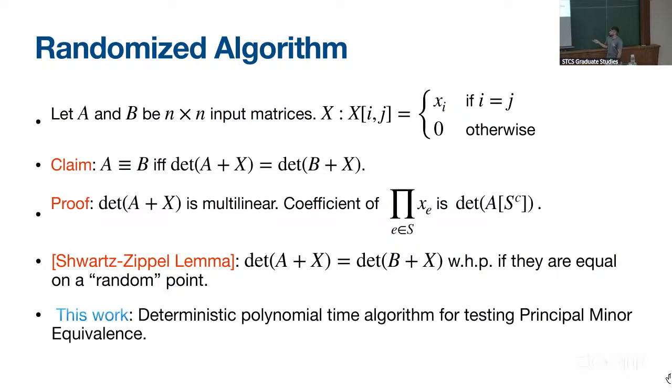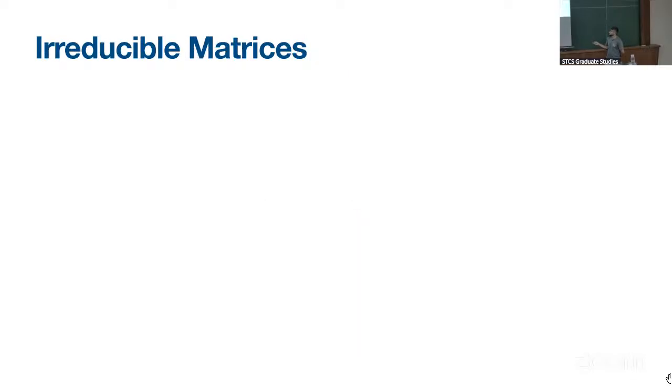So now, in this work, we give a deterministic polynomial time algorithm for this problem. First, I will mention some previous works for special classes of matrices for which there were already results known. So in the next few slides, I will mention some definitions. The first of them is irreducible matrices.